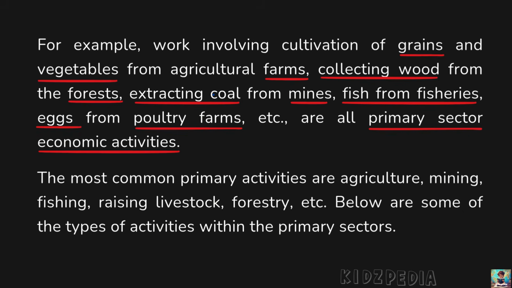Below are some of the types of activities within the primary sectors. So, the most common types of work that belong to the primary sector are things like agriculture, mining, fishing, raising livestock, that is taking care of animals like cows, goats, and sheep, and forestry, that is growing and using trees from forests. These are called primary activities because they all use natural resources like soil, water, trees, and animals to produce useful things for us. Now, let's look at some examples of these activities to understand them better.